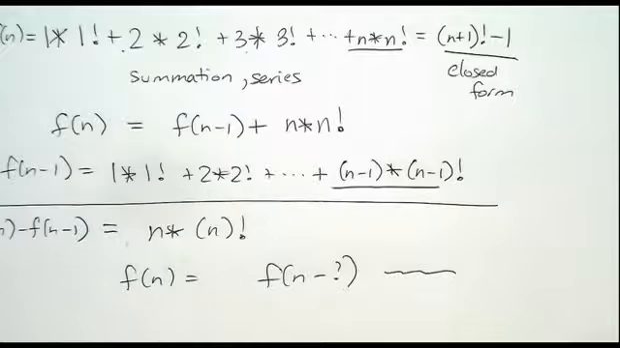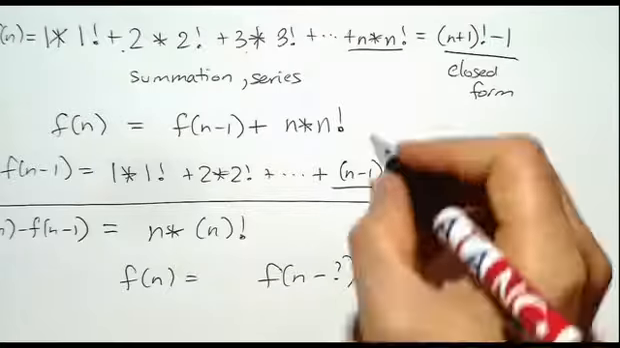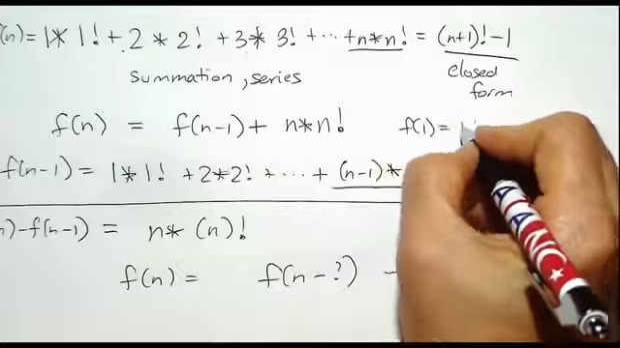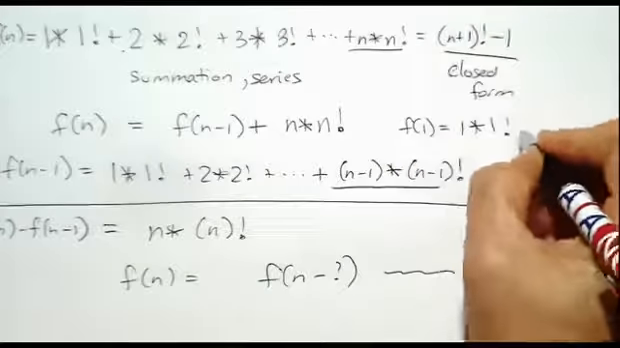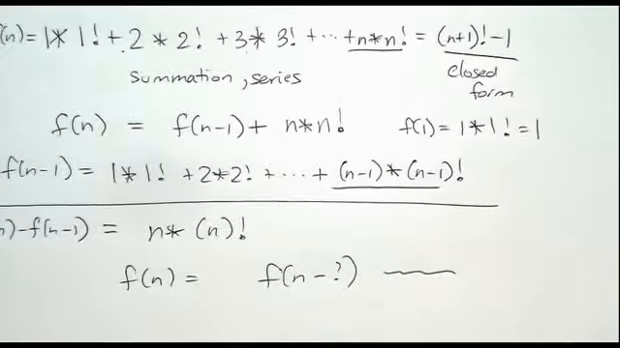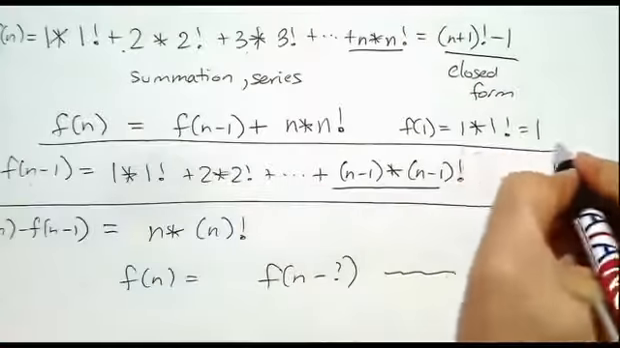So in order to make a basis for this, what would make sense to start at? Should I start at f of 0? No, because I don't have any zeros in my formula. It would make more sense to start at 1, right? So I write down what f of 1 is, and it's equal to 1 times 1 factorial, which is equal to 1, right? So now we have a recursive definition for this.